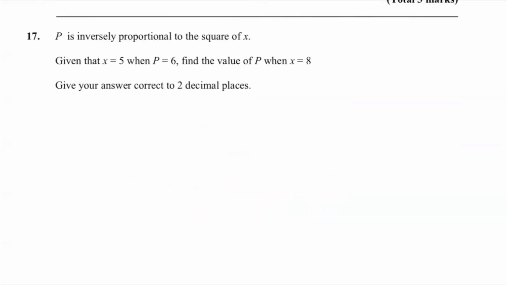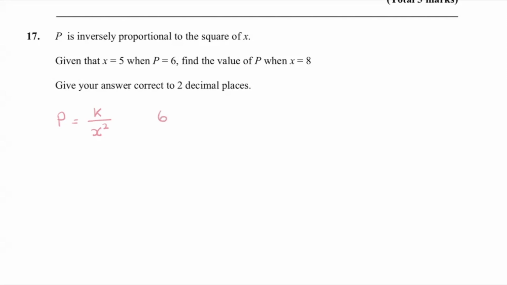Okay, p is inversely proportional to the square of x. So we're going to set up an equation with that constant of proportionality. Because it's inversely proportional, it will be k over x squared. That's the square of x. If it was directly, it would be multiplying to x squared. I'm going to substitute in the information that they've given me.